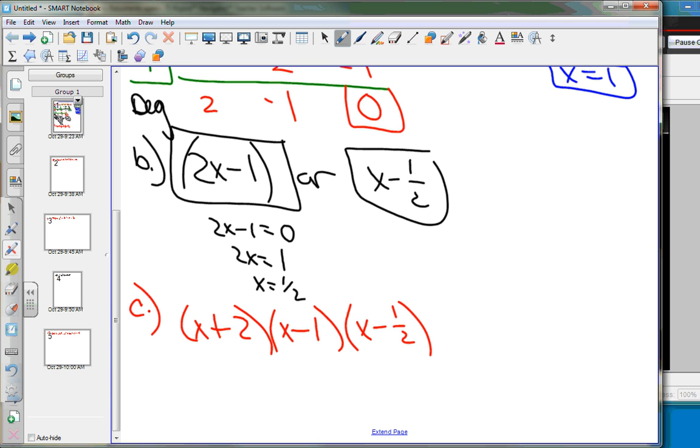Would she have been wrong if she used 2x minus 1? No, she still would have been correct. Do we understand the factorization of it? Yes?